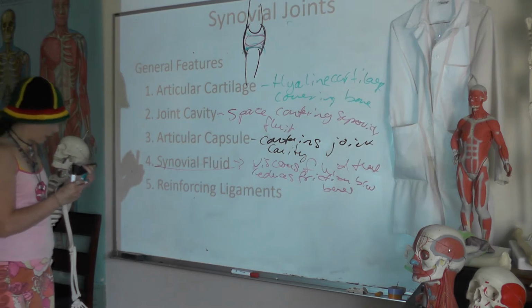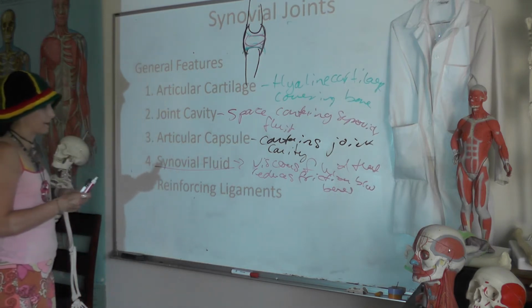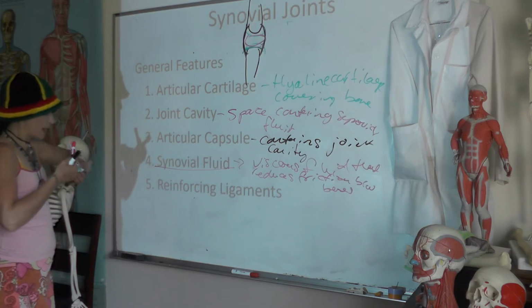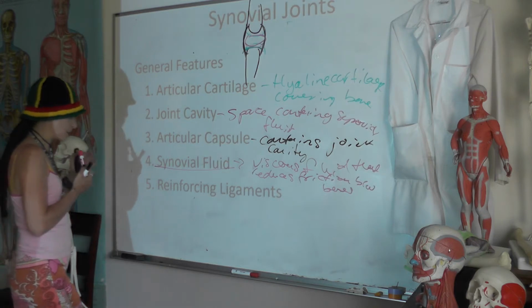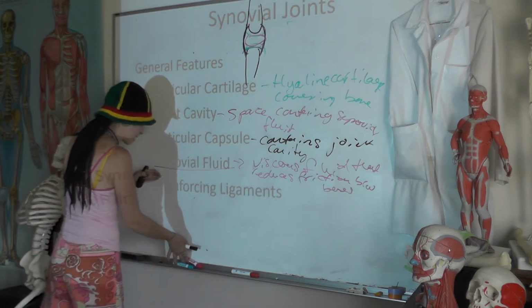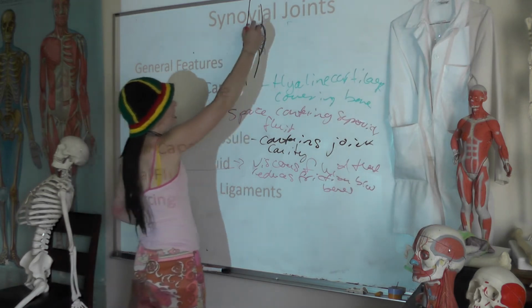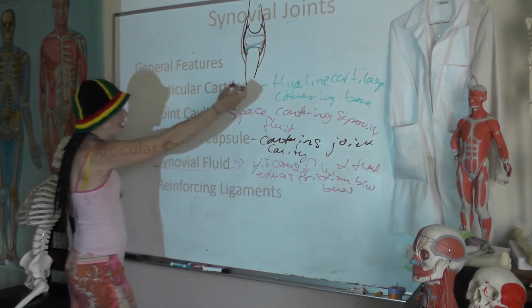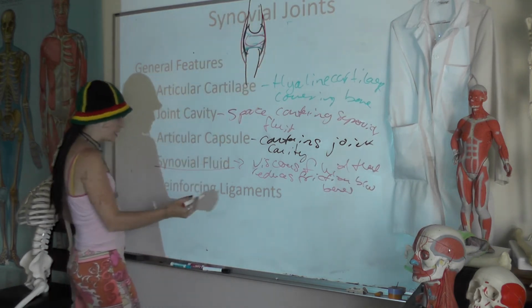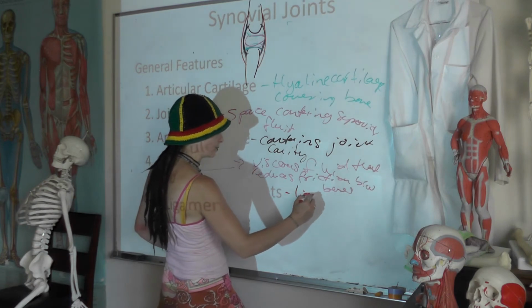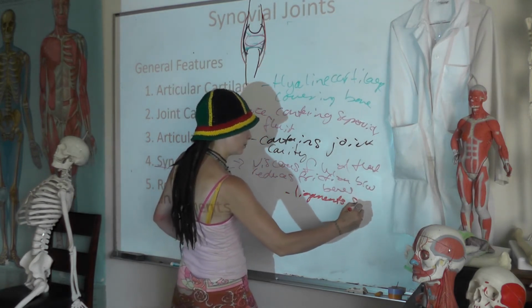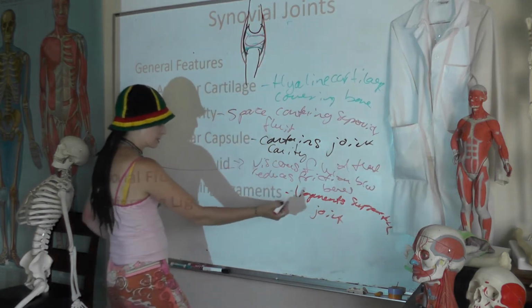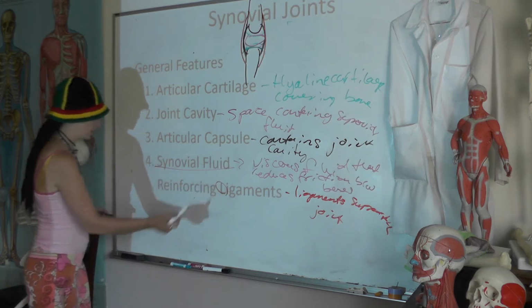Then we'll find reinforcing ligaments. This is why I don't like ligaments as the only example of a syndesmosis, because not all of your ligaments are syndesmoses. Sometimes you've got reinforcing ligaments that are part of synovial joints. A ligament is dense regular connective tissue connecting bone to bone and reinforcing the joint. So these are ligaments that support the joint. Ligaments attach bone to bone, right? We should have learned that a long time ago.